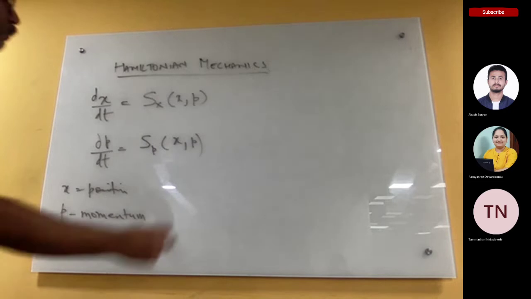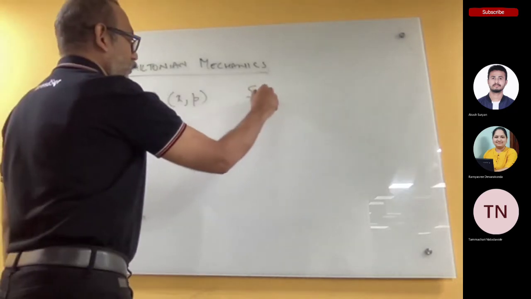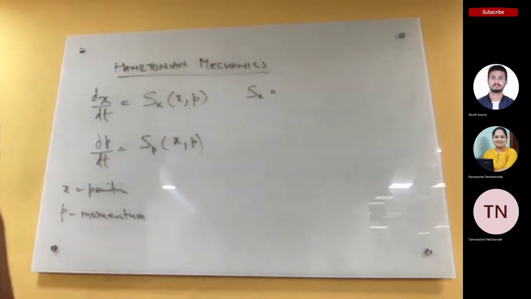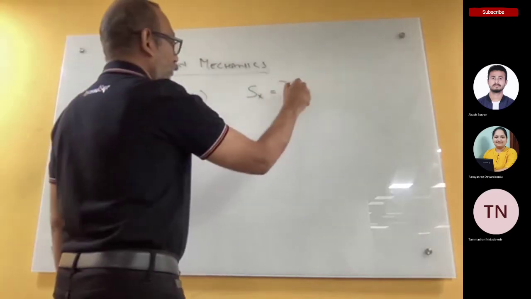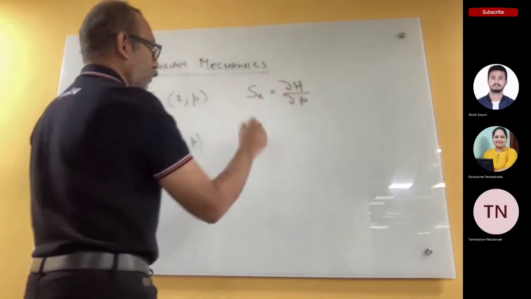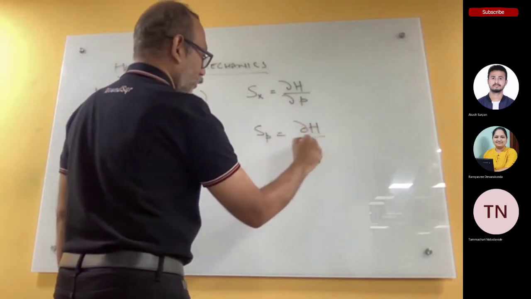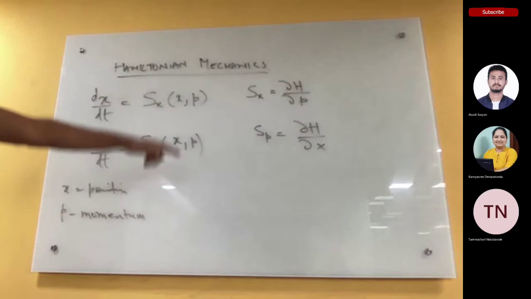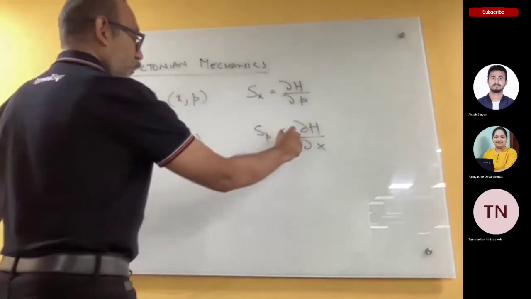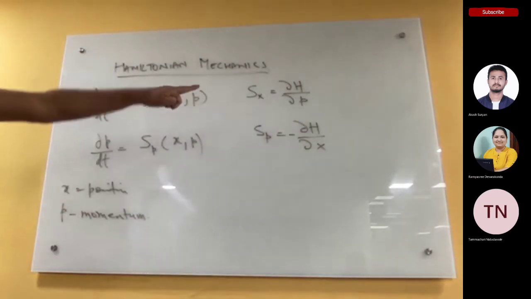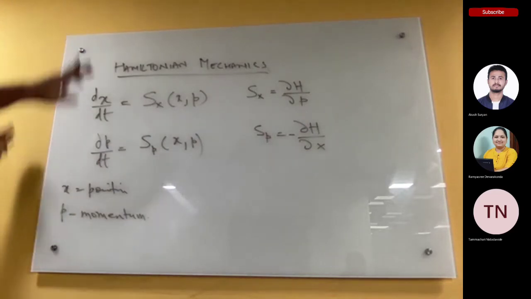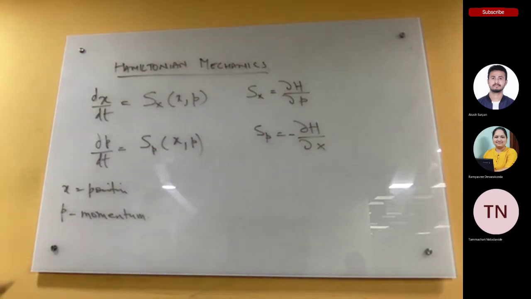Where Sx is defined as, and Sp, where H is the Hamiltonian, will have a minus sign. And we will see what that Hamiltonian is. These are the Hamiltonian equations that you don't have to remember, but at least understand. And we will talk about this in a little bit of detail.